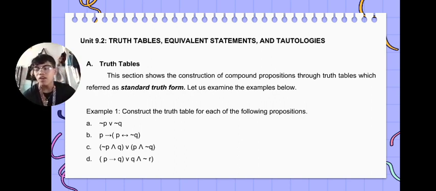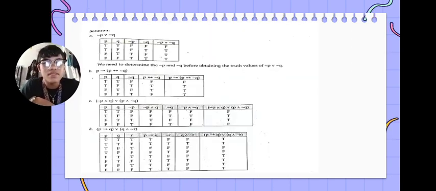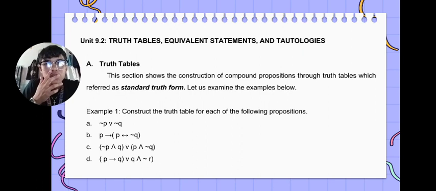Negation P or negation Q. And then P, P and Q. And P, P and only Q. And letter C, negation P or Q, and P and negation Q. Next. These are the solutions for this kind of truth tables.